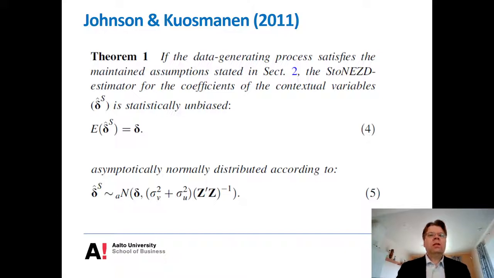I also want to say that this asymptotic normality is very important in practice, because this allows us to then use the usual regression t-statistics and confidence intervals and so on for the statistical inferences. So I come back to that a little bit later.